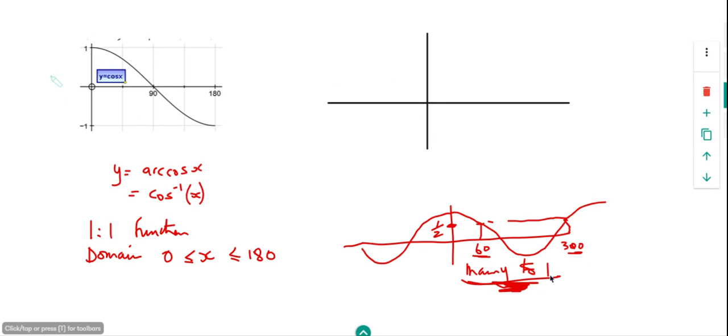So now that we've restricted the domain so that it's a one-to-one function, we can again reflect this in the line y equals x in order to get the inverse function. So the line y equals x looks like this. And we're going to reflect in that line.